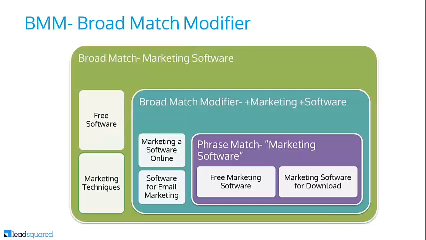There's another keyword match type, which is BMM or broad match modifier, which comes in between broad match and phrase match. In this, I've taken an example of marketing software. If you have marketing software as a BMM match type, then on search terms like marketing software online, or software for email marketing, your ads get generated. It should have the 2 words present. It can be arranged in any order.